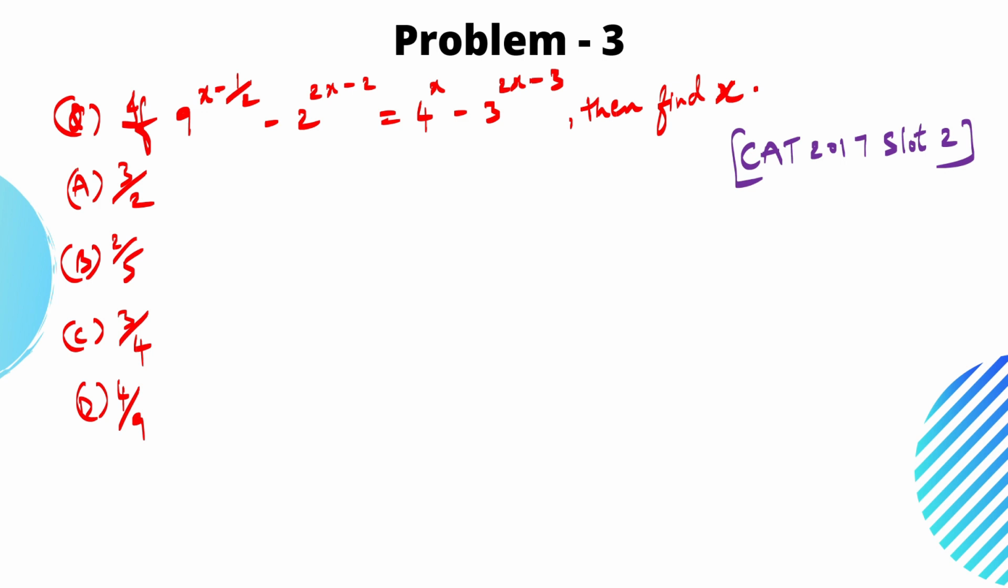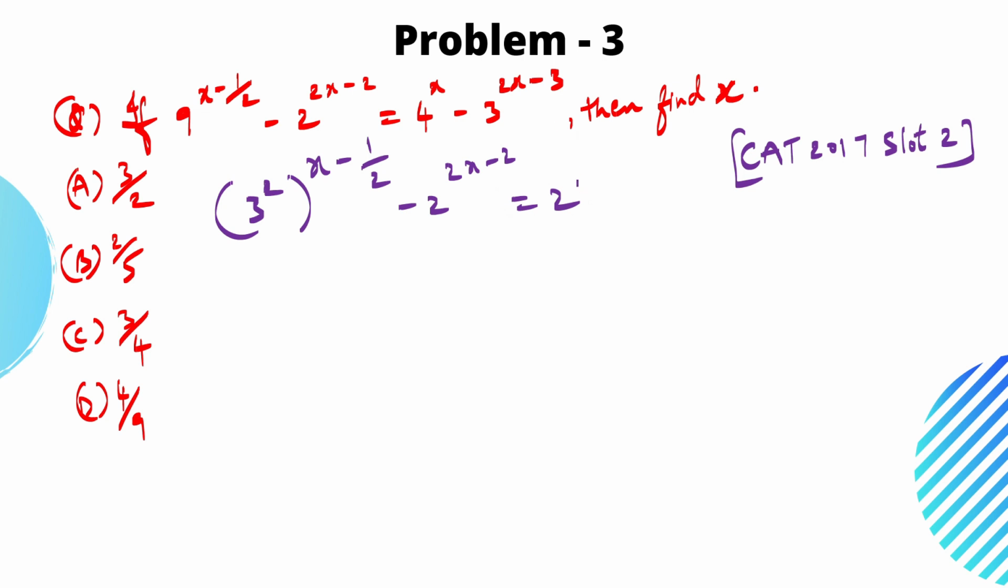Please remember them. So if you observe, 9 can be written as 3 squared, as we can make 9 to the base 3, and here on the right hand side also we have 3. On the left hand side we have base 2, so on the right hand side we can make 4 as to the base 2. Fine. So 9 can be written as 3 square to the power (x minus 1)/2, minus 2 to the power 2x minus 2.